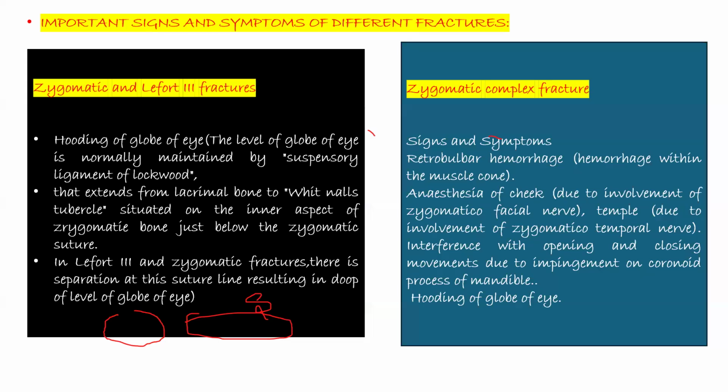A zygomatic complex fracture is going to have signs and symptoms of retrobulbar hemorrhage, that is, hemorrhage within the muscle cone. And anesthesia of the cheek is going to occur due to involvement of the zygomaticofacial nerve. The zygomaticofacial and zygomaticotemporal nerves are anesthetized while we place zygomatic implants also. These are the nerves that exit from the zygomaticofacial foramen, so if any damage occurs, these nerves are going to be affected, thereby causing paresthesia.